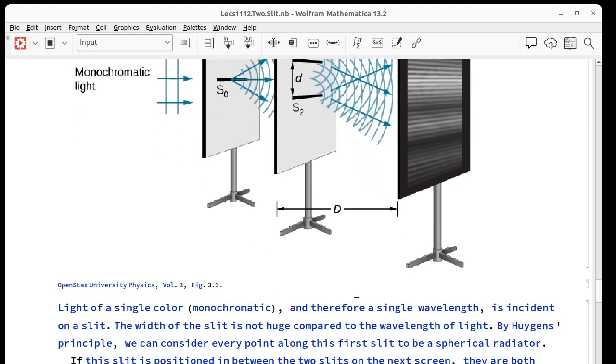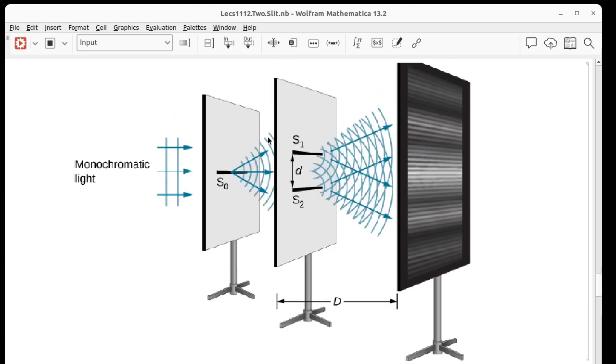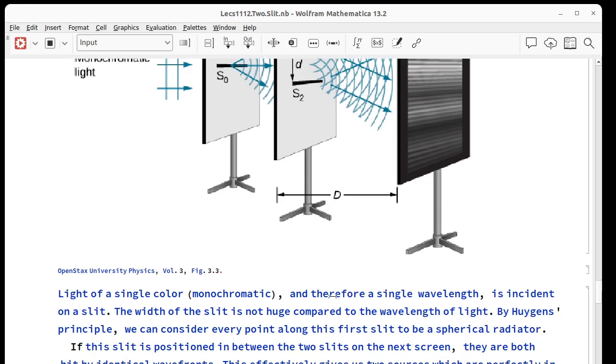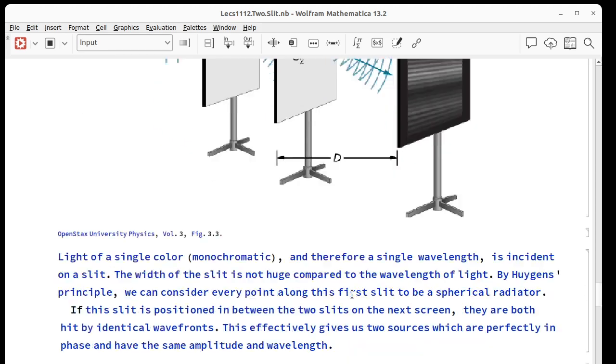The reason we use light of a single color is that it's a single wavelength, so the geometry that we're going to see below is the same for all the light. The width of the slit can't be gigantic compared to the wavelength of light. We know the wavelength of visible light is very small, hundreds of nanometers. The slit doesn't have to be hundreds of nanometers in size or smaller, but it can't be like 20 centimeters, some giant window-sized opening, or we won't see this effect.